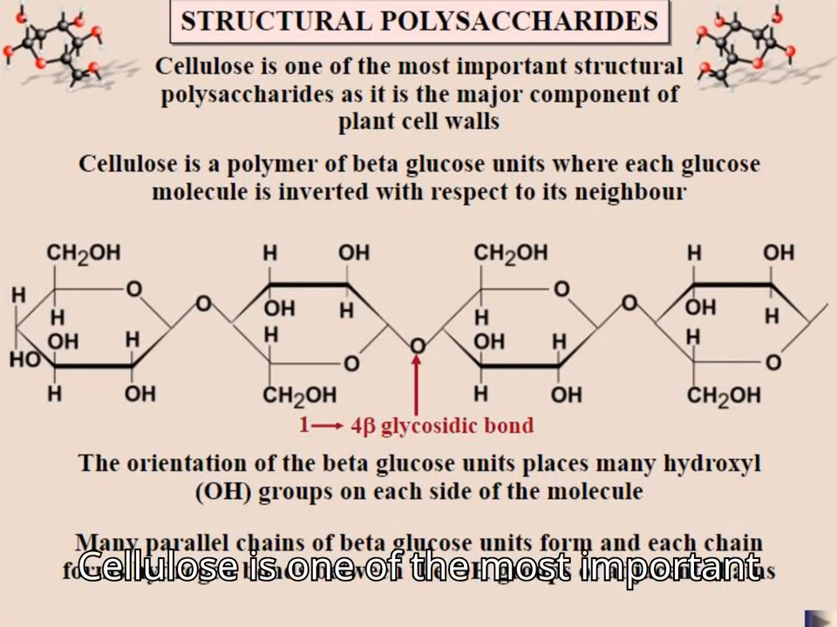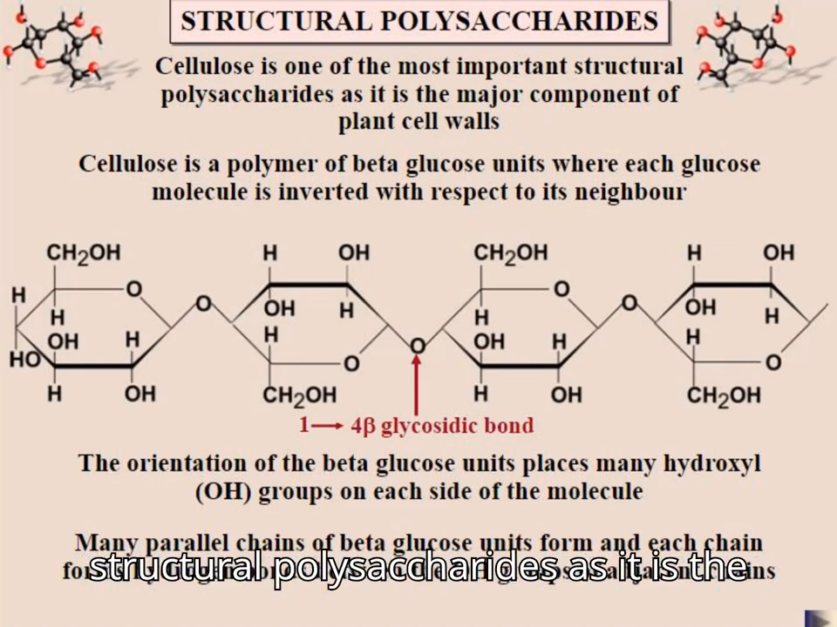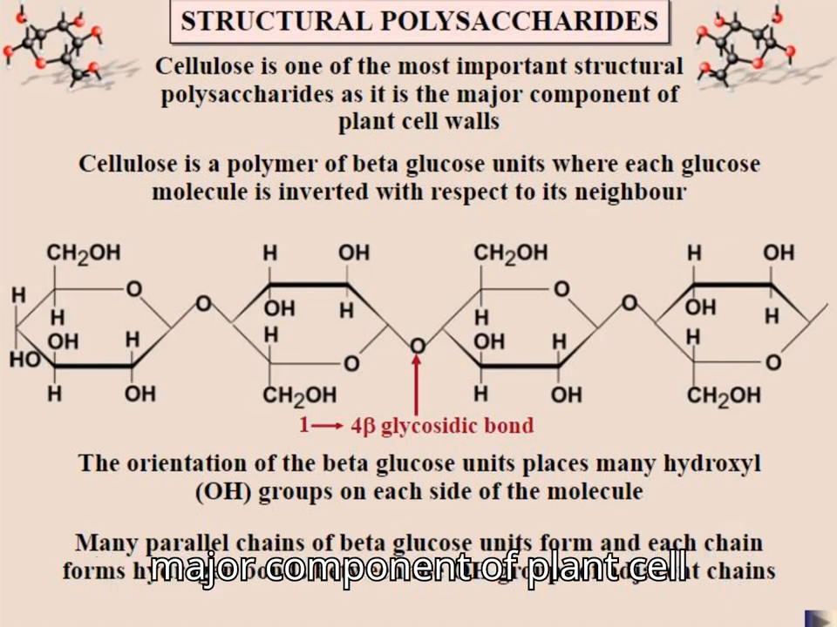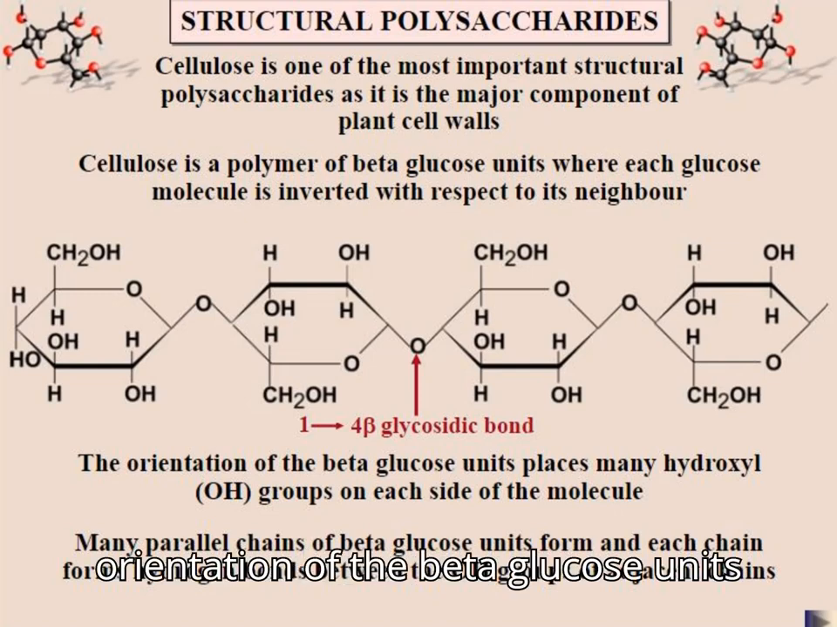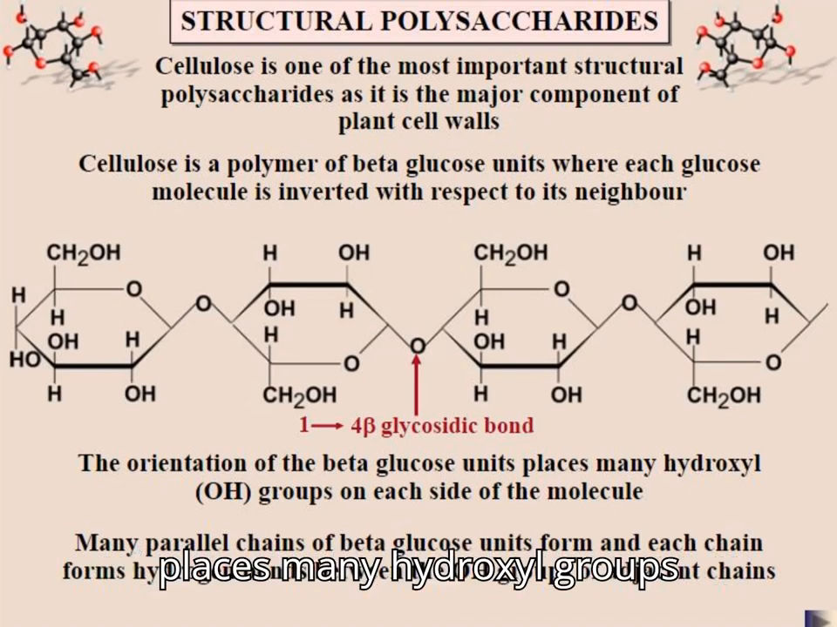Cellulose is one of the most important structural polysaccharides as it is the major component of plant cell walls. Cellulose is a polymer of beta glucose units where each glucose molecule is inverted with respect to its neighbor. Here, a 1 to 4 beta glycosidic bond can be seen. The orientation of the beta glucose units places many hydroxyl groups on each side of the molecule.